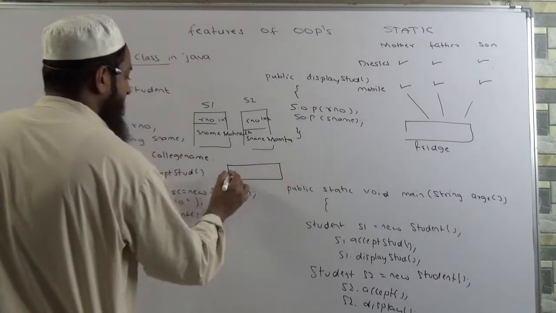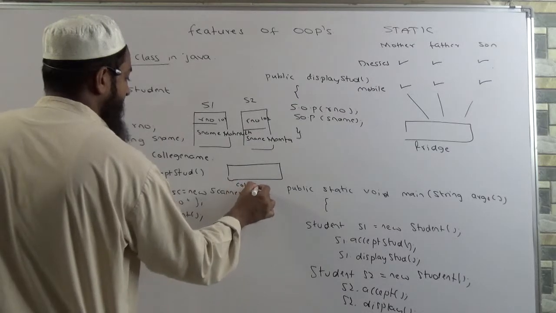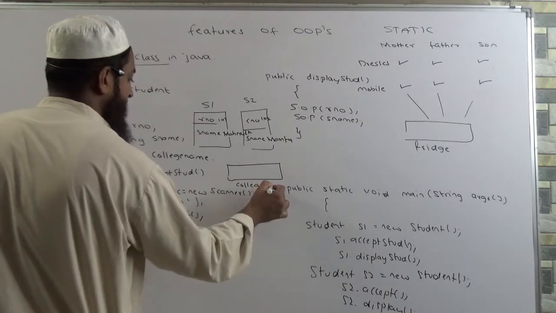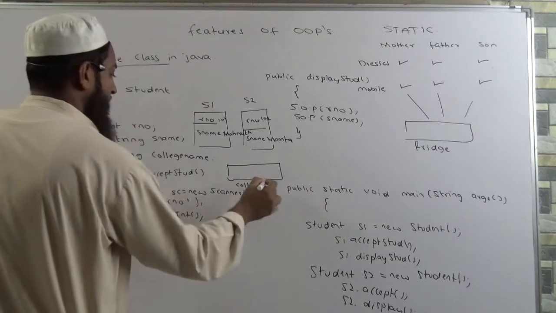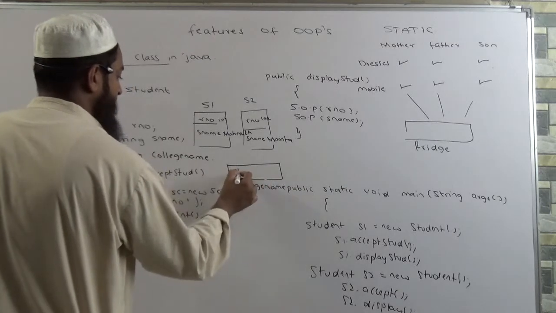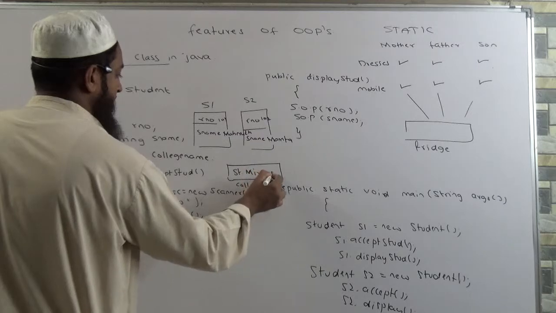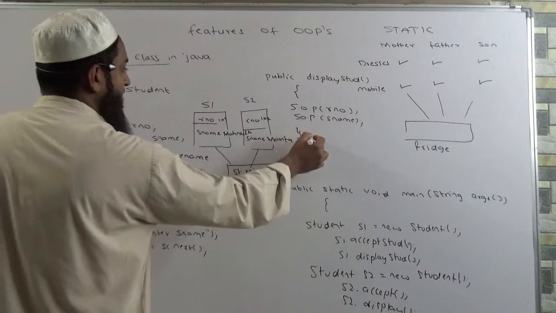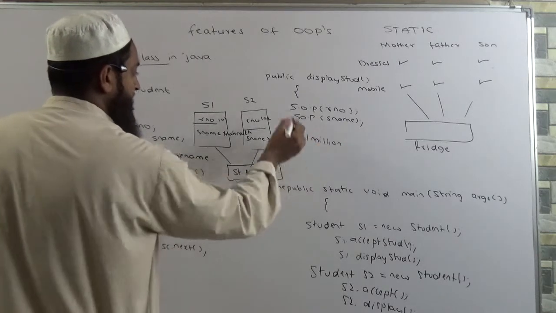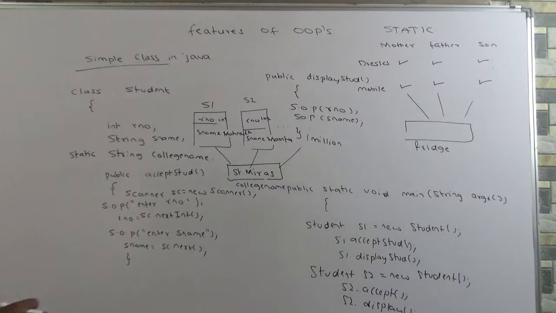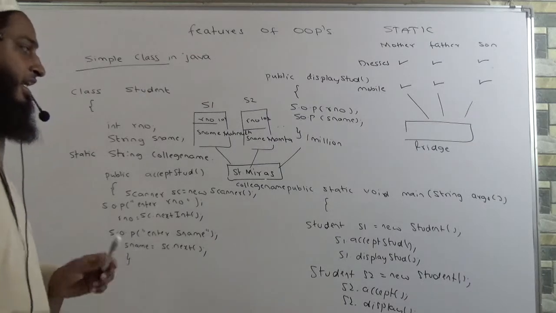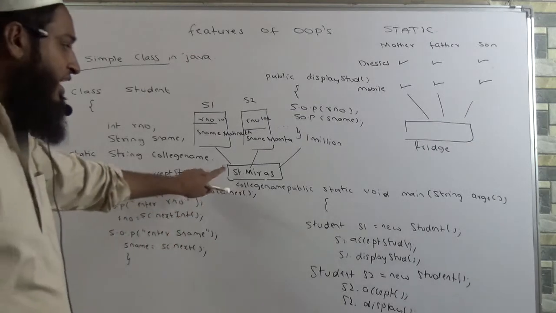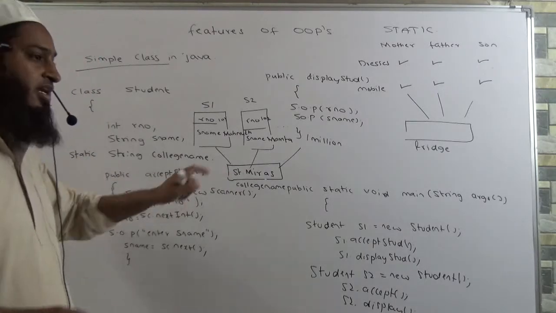So only a single copy of the static data exists per class. So you'll have a college name, that is St. Mira's. So S1 will also have St. Mira's, S2 also has St. Mira's. If I have 1 million objects of this class, they all will have the same college name. That is called static data. Data which is common to all the objects of the class is called static data. And only a single copy of static data is maintained per class.